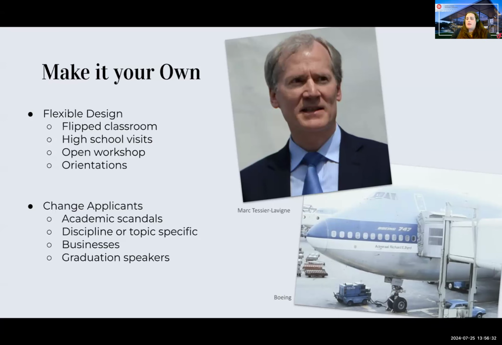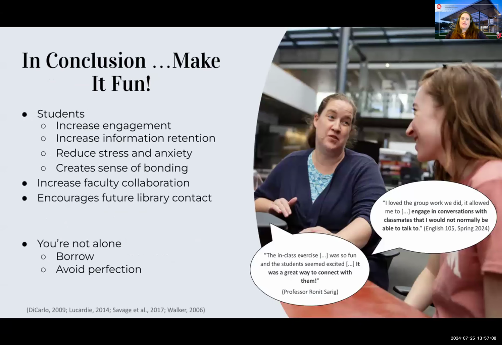You can also just change the applicants up to fit a specific theme. So you can narrow it to academic scandals in a specific major, and then focus on falsifying data, plagiarism, authority as constructed. If it's a business or management course, you could have students decide if they should partner with a scandalous business, looking at it from a public relations perspective. You could also ask students how they would feel about a specific author or celebrity speaking at their graduation. Would they protest? Would they be upset? Or if someone was receiving an honorary degree. So we're going to move ahead, and I'm going to bring it back to Allison to wrap this up.